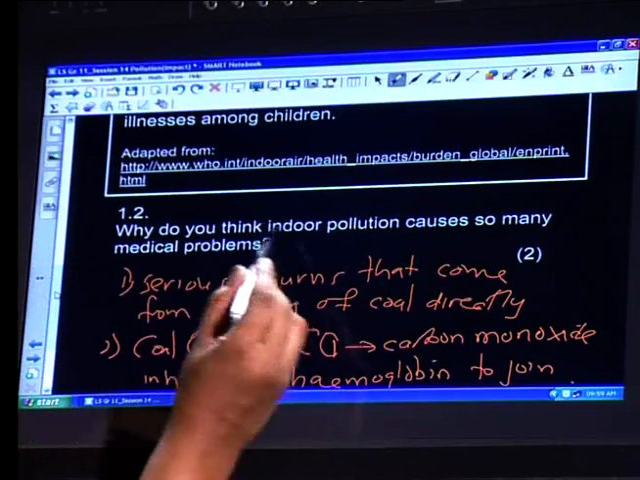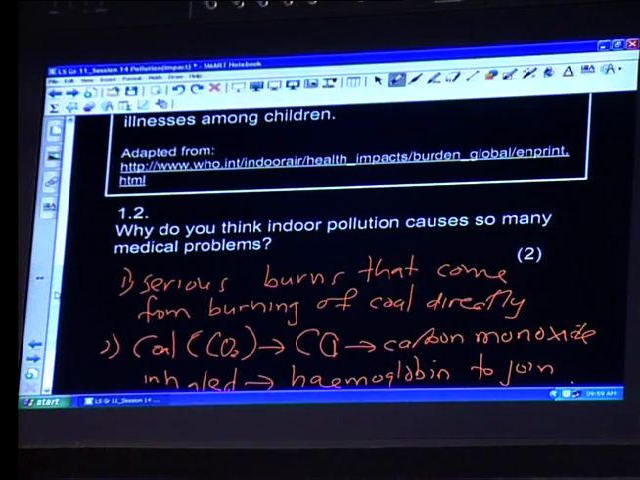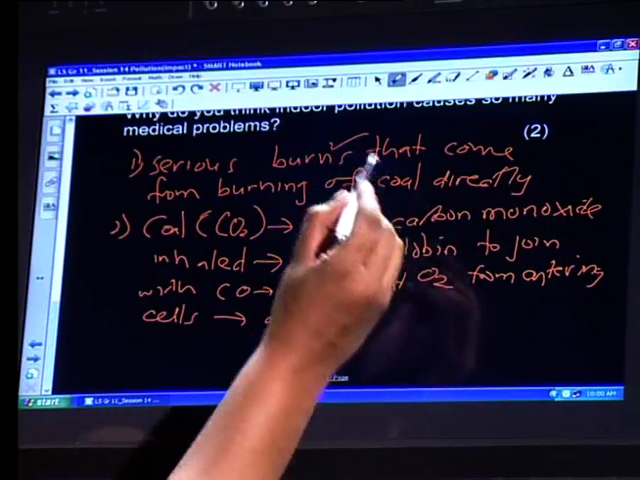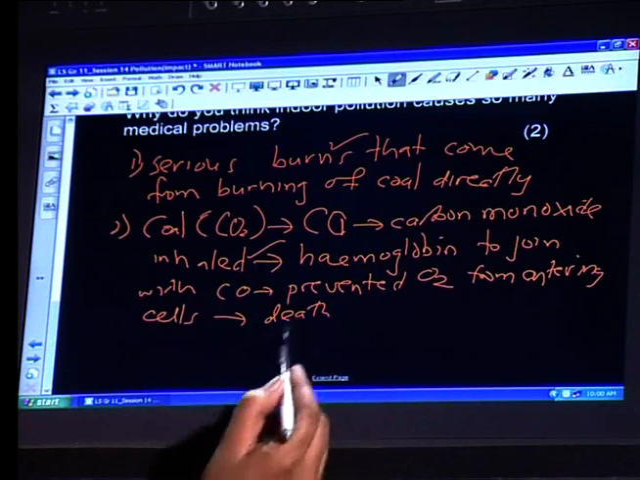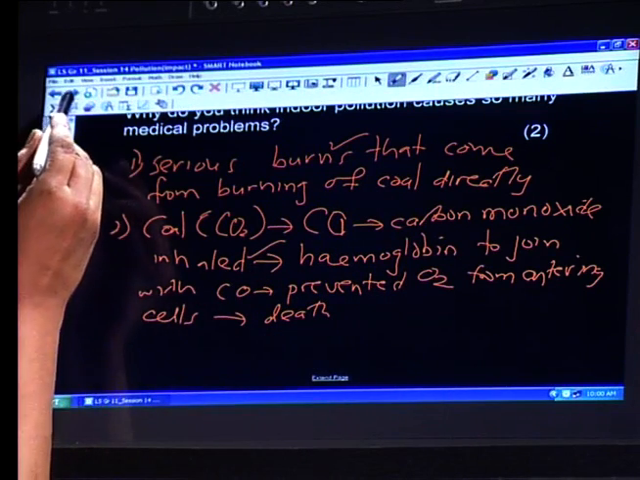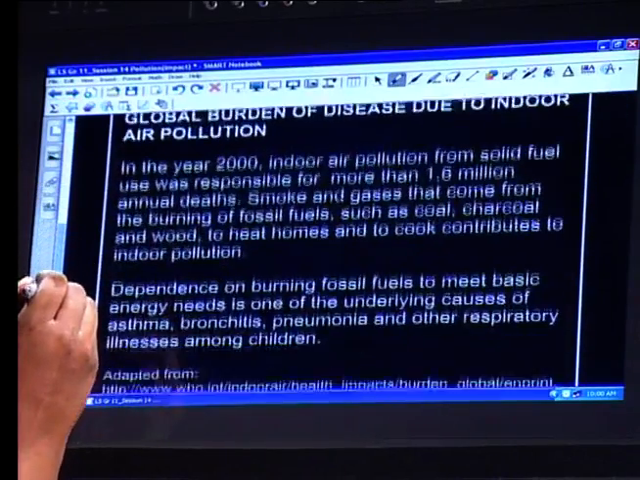So the question again was, why do you think indoor pollution causes so many medical problems? Remember, there's direct heat from the flames of the coal, causing serious burns. Secondly, direct inhalation of carbon monoxide, preventing oxygen, and that causes toxicity, which means it poisons the body itself. So that is for 2 marks: you get serious burns that come from the burning coal directly, and obviously carbon monoxide is inhaled, resulting in death. Let's look at the next question relating to the same paragraph.